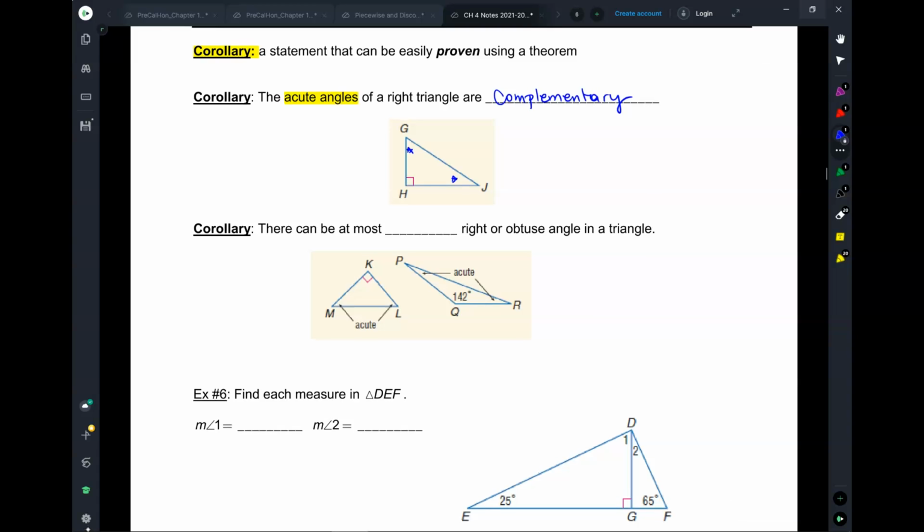Here we go, another one. There can be at most how many right or obtuse angles in a triangle? We talked about this yesterday. 1. It's kind of a giveaway because the object is singular, right?